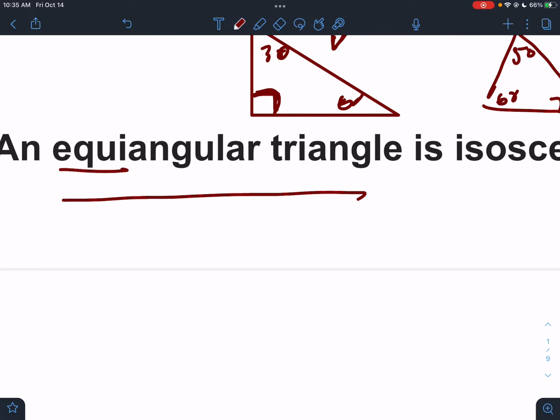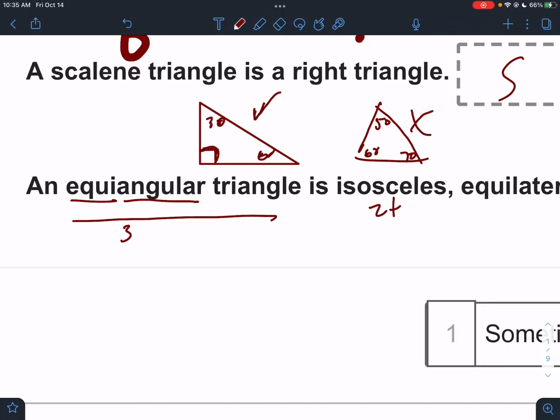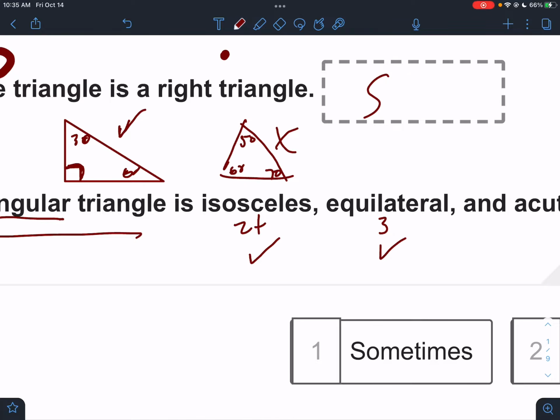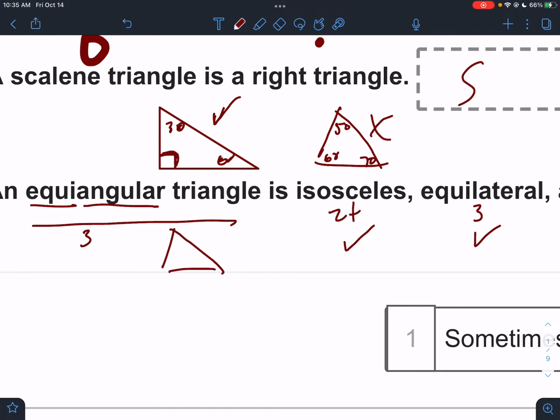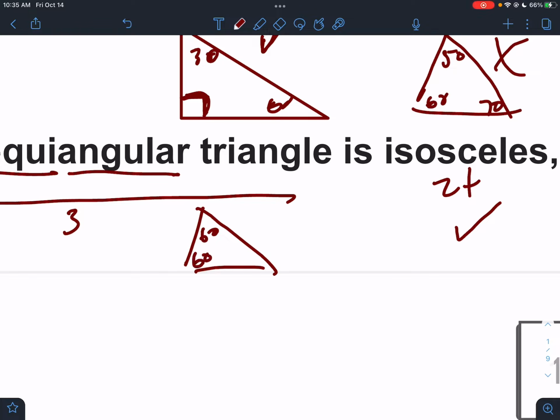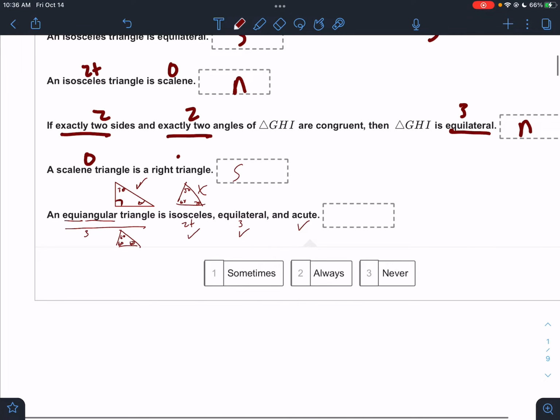Equiangular, equal angles. That's 3 equal sides, 3 equal angles. Is that 2 plus? Yes. Is that 3? Yes. Is that all less than 90? Yes. If it's equiangular, once again, they're going to all be 60. So is that acute? Yes. It's all those things always.